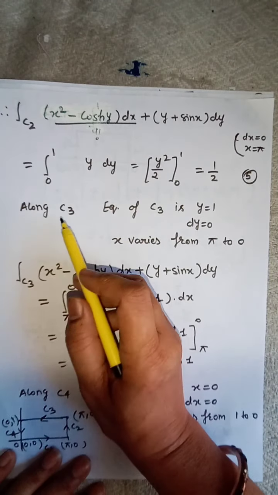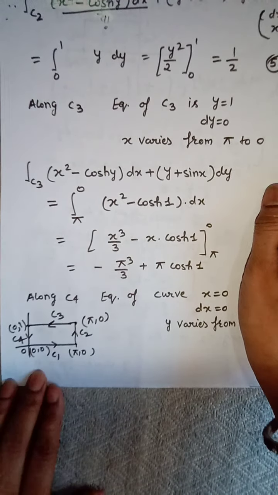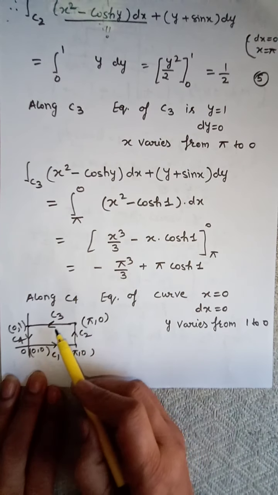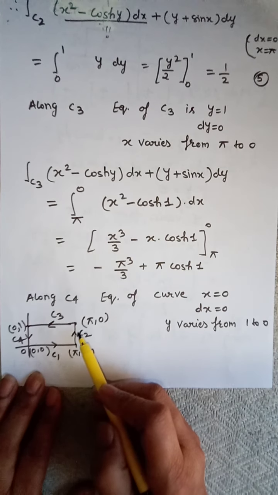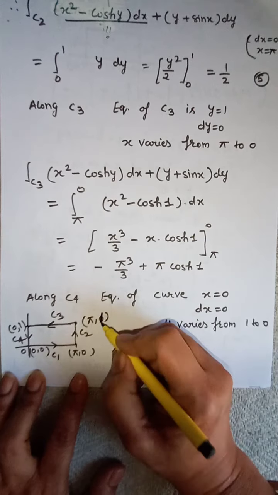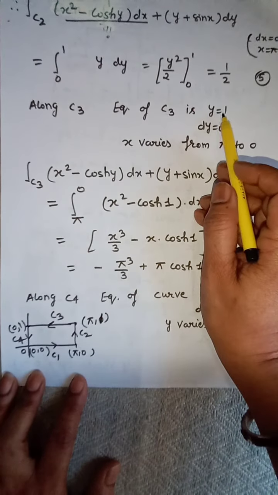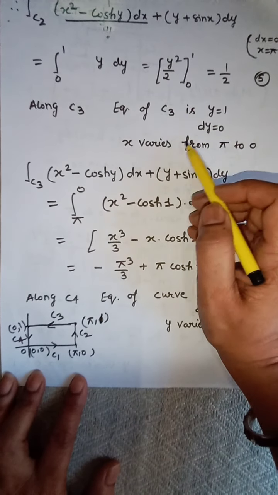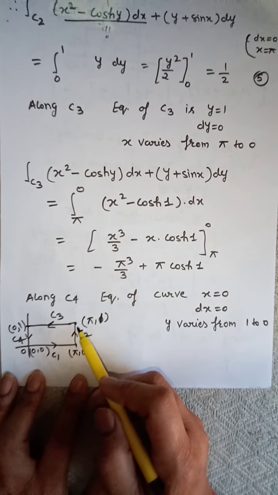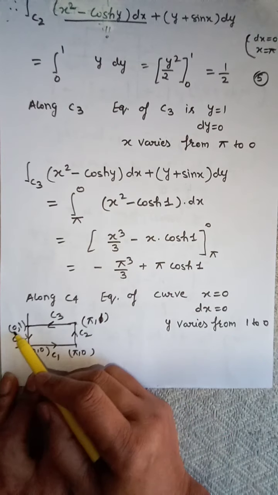Now we take along C3. Look at the curve along C3. This one is the C3 curve. So for the C3 curve, the equation of curve is y equal to 1. And when y is equal to 1, dy is 0. Also, x varies from pi to 0. Look, x varies from pi to 0. The value of x is from pi to 0.